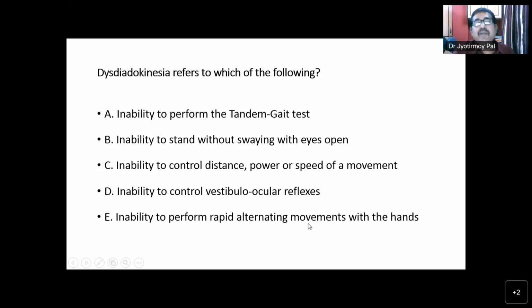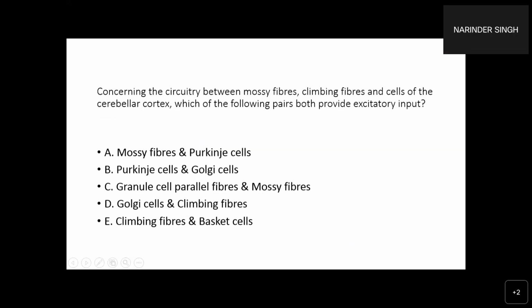Inability to perform rapid alternating movement with the hands. Yeah. Next we have come to the next question. Concerning the circuit between the mossy fiber, climbing fibers, and cells of the cerebellar cortex, which of the following pairs both provide the excitation? This part I have not discussed. Okay, so I am skipping this.